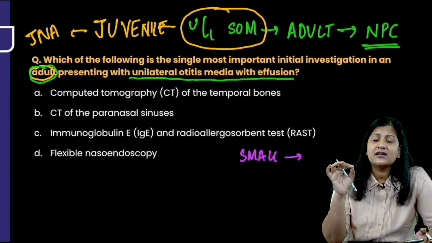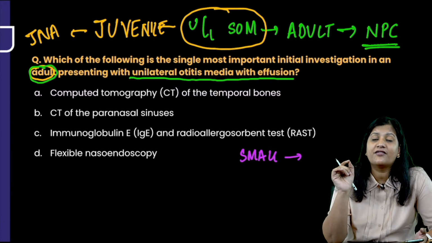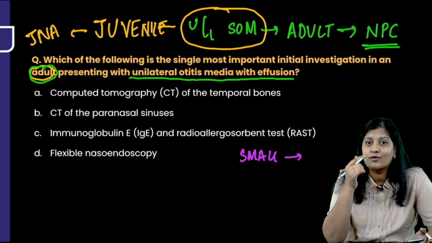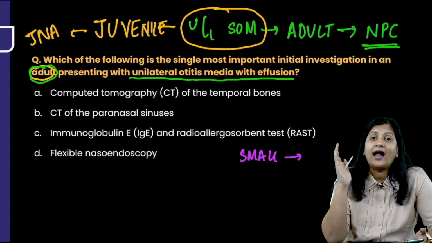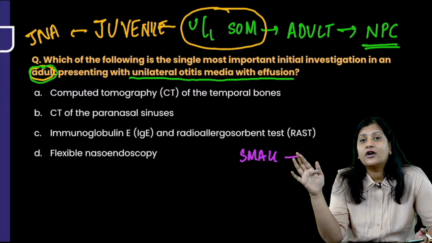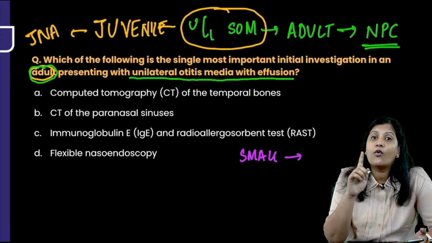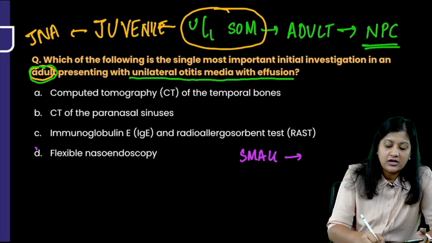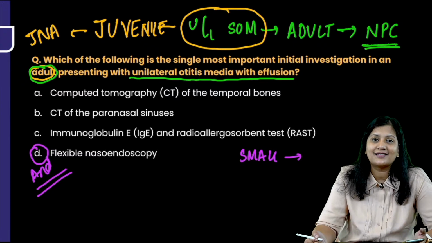But the first investigation that you need to do is a nasal endoscopy. When you pass a fiber optic nasal endoscope from the nose to the nasopharynx, you will definitely be able to see the carcinoma as an abnormal looking area, and at the same time you can also take a biopsy and confirm whether it is malignancy or not. They're asking which is the single most important investigation, so your answer will be flexible nasal endoscopy. I hope you got the answer to this question.